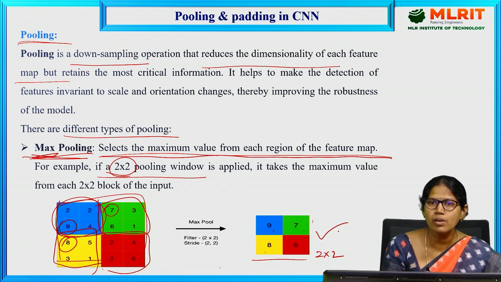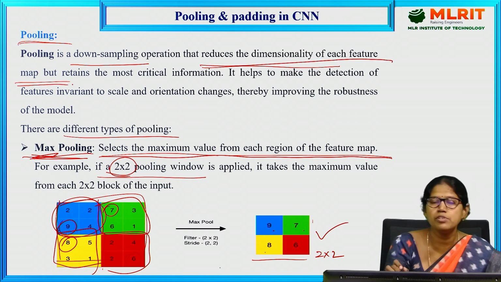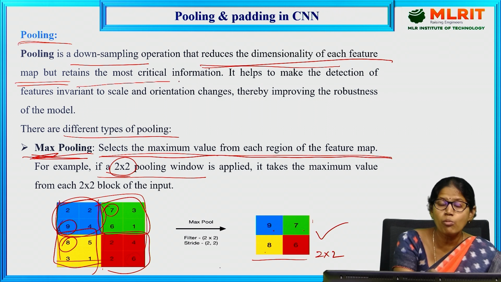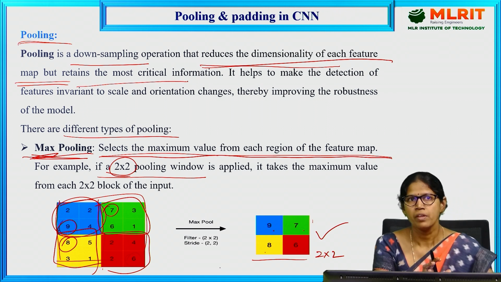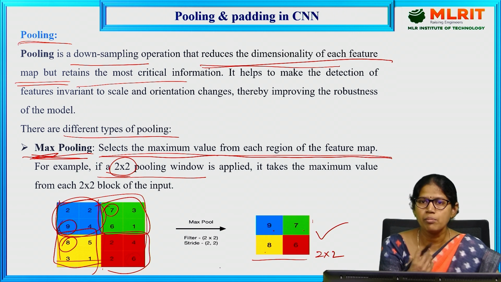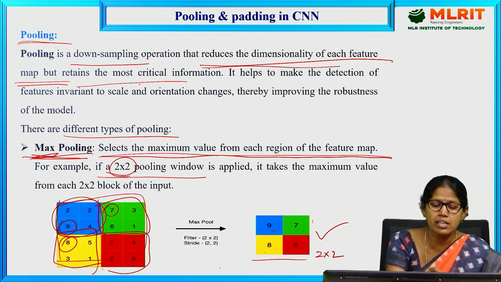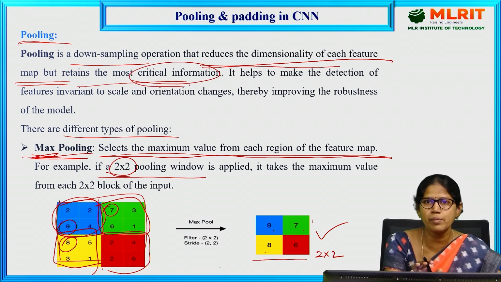So the pooling is used to reduce the dimensionality of each feature map, but retains the most critical information. The convolution layer is also used to extract the important things, meaning edges, curves, patterns. But in the pooling, it retains only the critical information. Whatever is important from that image, it retains only that information.